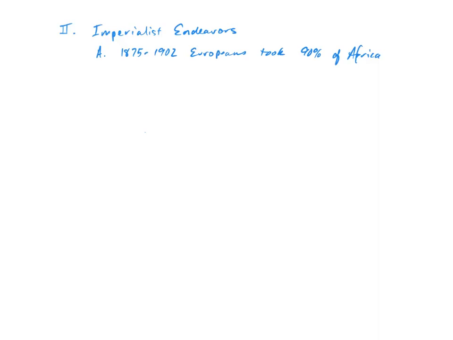For slide 2, we will talk about imperialist endeavors. A. From 1875 to 1902, Europeans took 90% of Africa. Between 1870 and 1900, a small group of Europeans colonized 1/4 of the world's land.